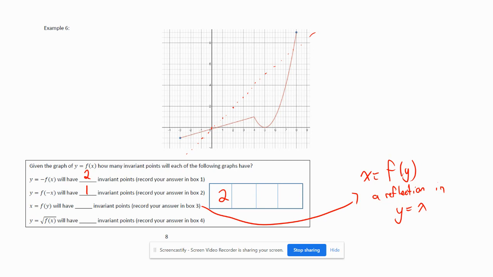Now, as you can see, I think we're going to have 2 points. Here is 1 point, and here is 1 point as well. Okay, so when we do our inverse transformation here, we're going to have 2 invariant points.